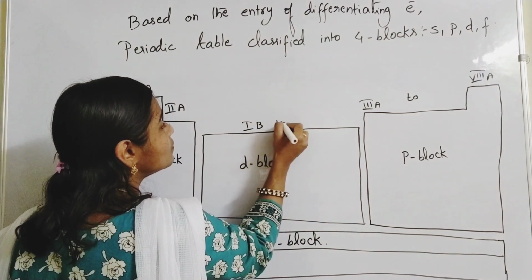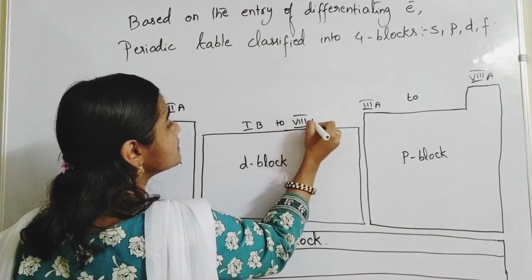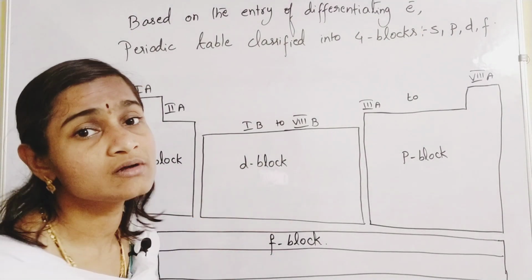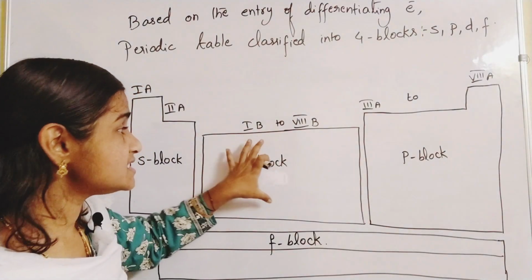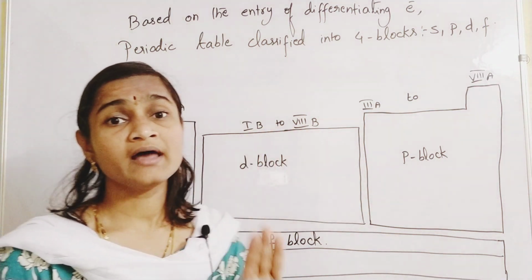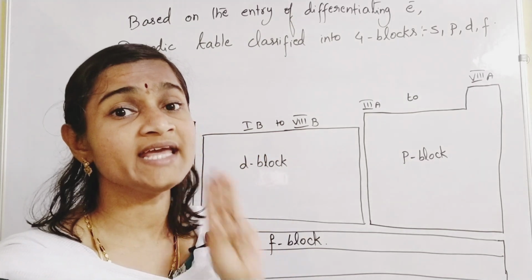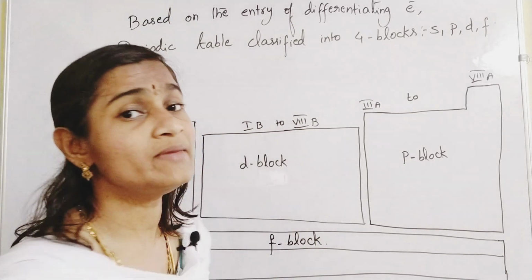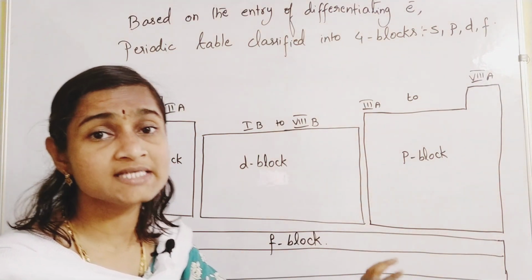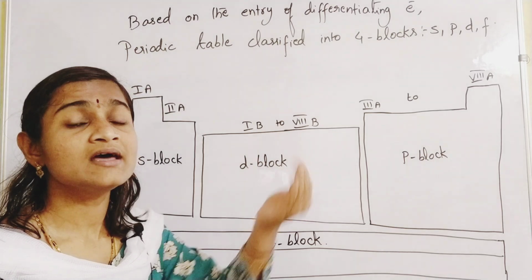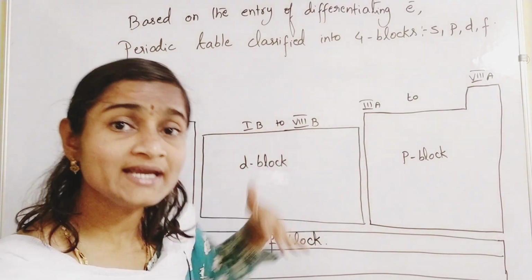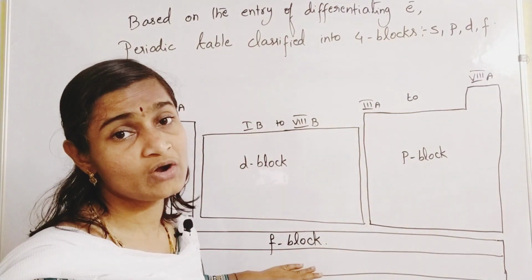1B to 8B groups. 1B to 8B groups come under D block. And in this 1B to 8B only, third B group elements, please understand carefully, third B group elements are separated and kept based on their properties. Third B group elements are separated from D block and arranged separately at the bottom of the periodic table.